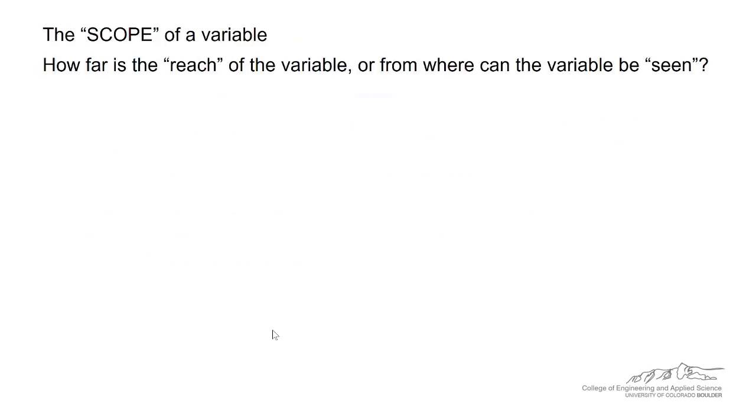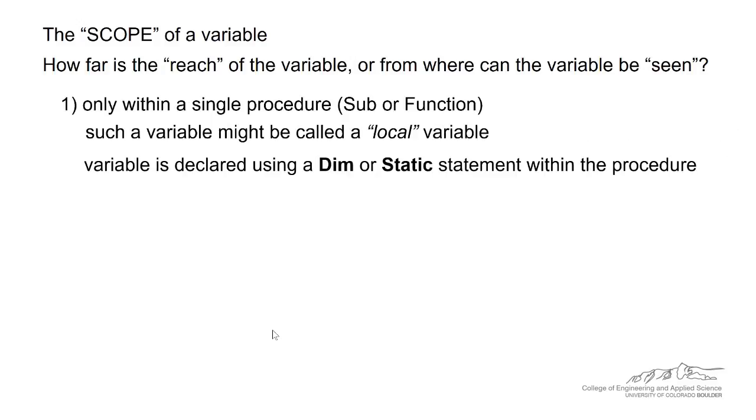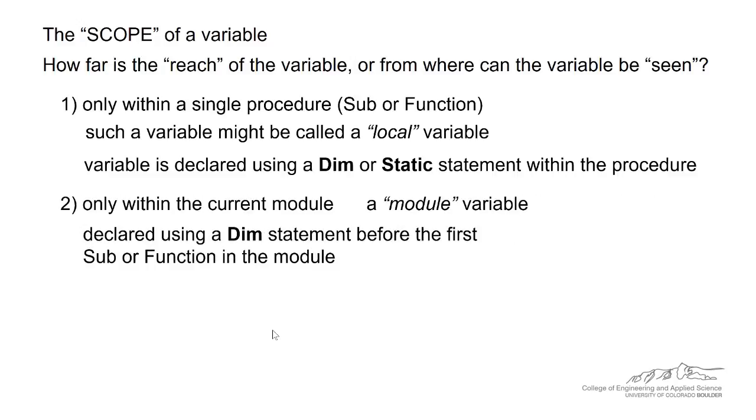Let's talk real quick about the scope of a variable, which is how far the reach of the variable is and where it can be seen. You can make it so it's only within a single procedure, so it's local to either a Sub or a Function. You declare it using a Dim or Static statement within the procedure, or it can be within the current module. You can Dim something and declare a variable, and it'll be available throughout the entire module.